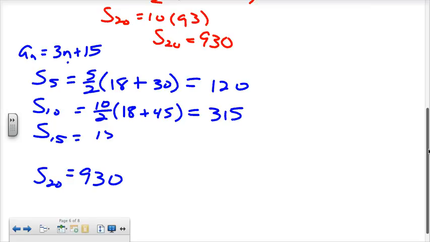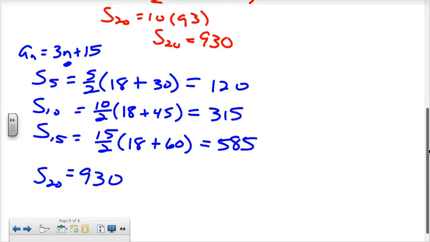15 divided by 2, the first one is an 18. Put a 15 into the formula. 45 plus 15 is 60. And that comes out to 585.